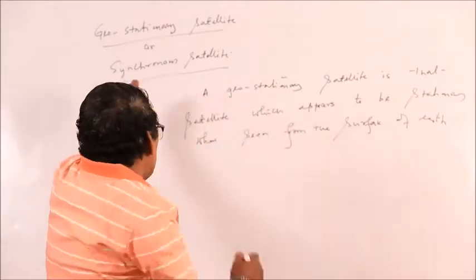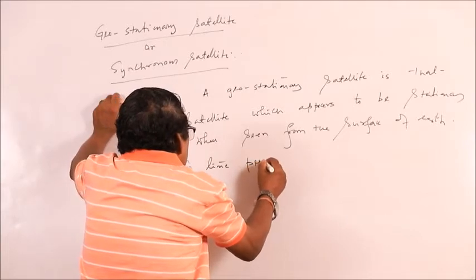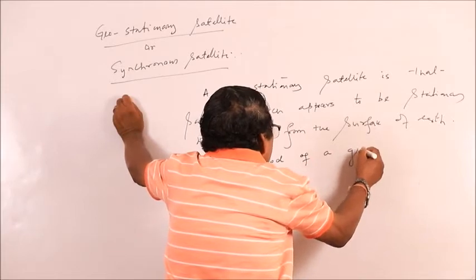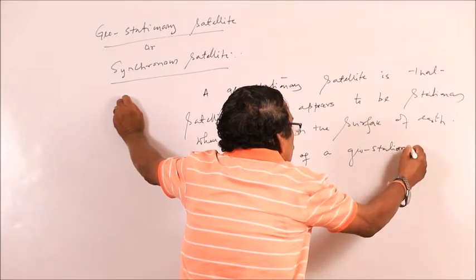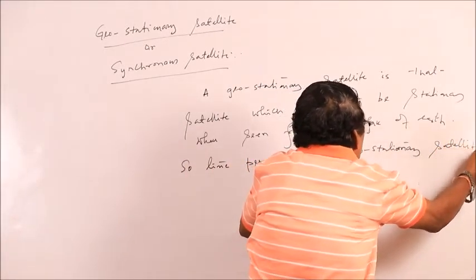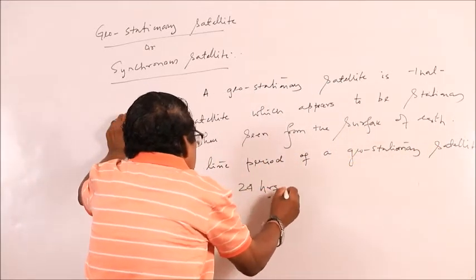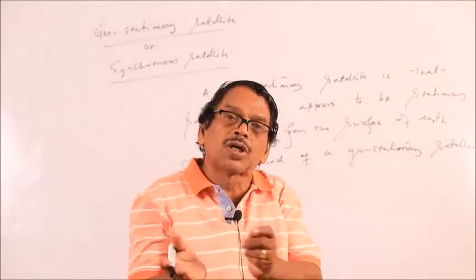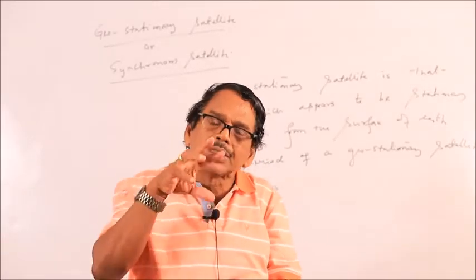So, time period of a geostationary satellite is 24 hours, because Earth takes 24 hours to move around its own axis, to make a complete revolution around its own axis. Earth is taking 24 hours.